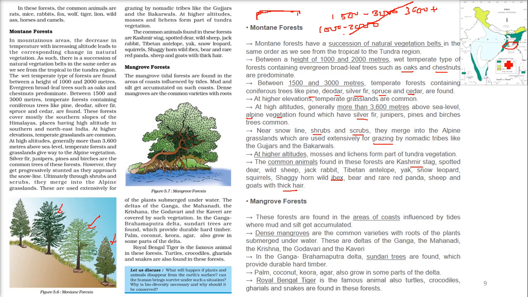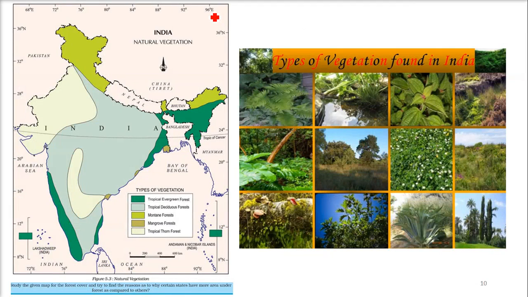Royal Bengal tiger, and this is the famous animal. Also, along with it you get turtles, crocodiles, gharials and snakes. These are found in these forests. And these gharials are the only species of crocodiles that you find in India. You will not find them any other place.